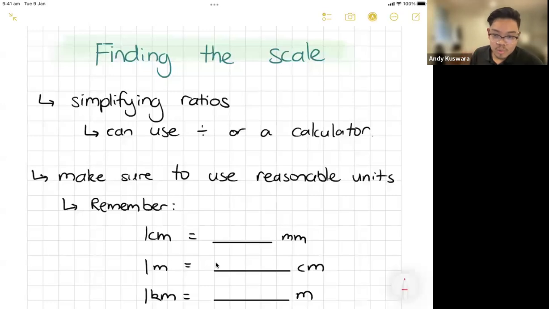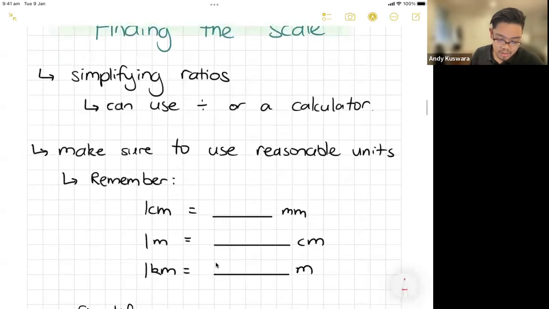Now, make sure that you always use reasonable units. Sometimes if I'm measuring, for example, my height, I'm not going to use kilometers or millimeters. I'll probably use centimeters or meters. If I'm calculating the distance between my home and school, I would definitely not use millimeters. I'd probably use kilometers. So stuff like that, I want you guys to make sure you've got a general idea of which is the best unit to use.